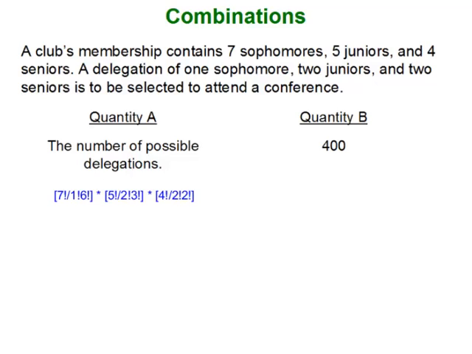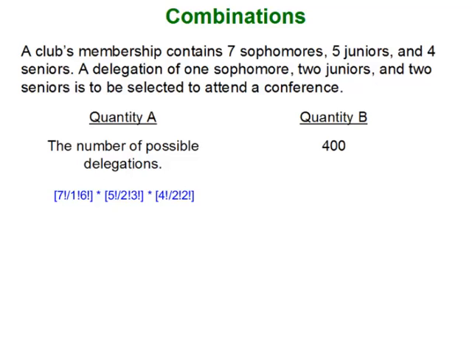So if we look at the number of delegations possible, we want to know just the ways to combine sophomores and the juniors that we have to pick and the seniors into one delegation. So those are in the brackets there. First is sophomores. Let's take a look at that expression.